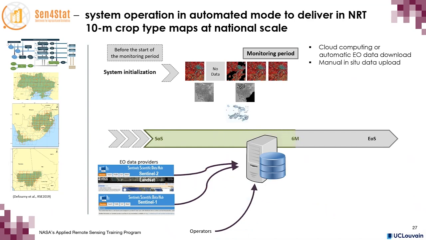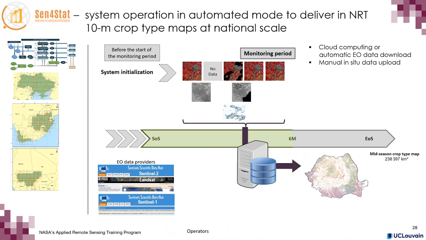Okay, let's run again the system in an automated mode to deliver in near real time a 10 meter crop type map at national scale. To do so, we will download the data from the Sentinel-2 app, from the USGS Landsat Web Service, and the Sentinel-1 Science app. All these data are pre-processed as they arrive into the server, but then we have to upload the in situ data as we proceed in the season. As soon as the in situ data are uploaded, this triggers the production of a crop type map at the date of the delivery. The first crop type map, which could be what we call the mid-season crop type map, will be produced automatically.